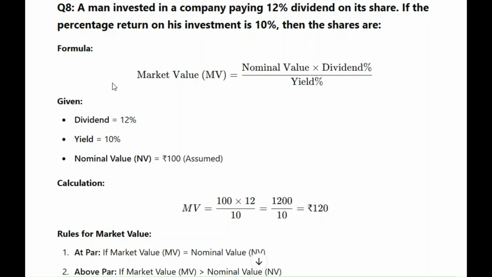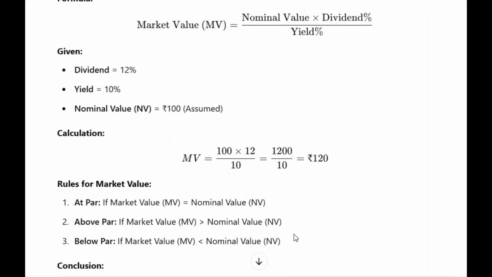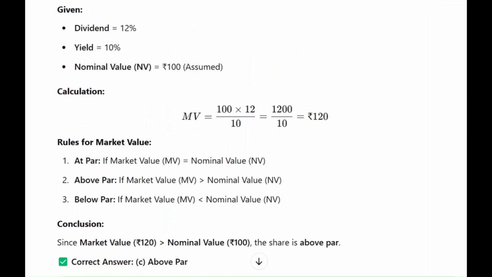Formula for MB equal to NB into dividend percentage by return percentage. So let's take NB nominal value is 100, dividend percentage 12, return percentage is given 10. So MB equal to 120. NB we have taken 100 and MB is 120. MB greater than NB, so it is your above par. Answer is above par. Option C.